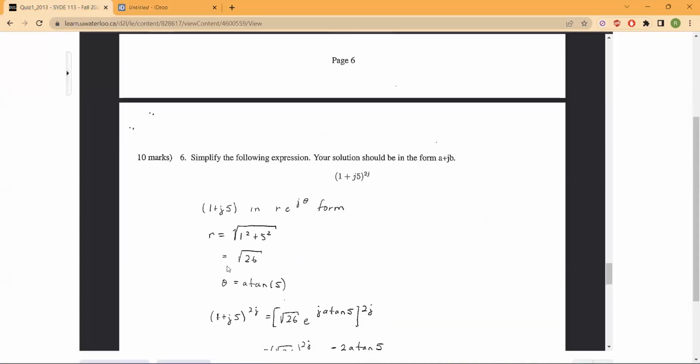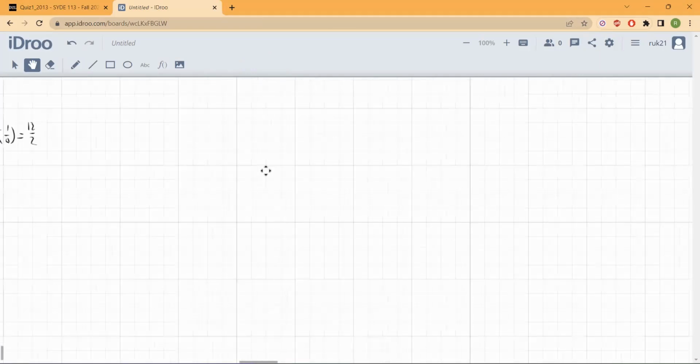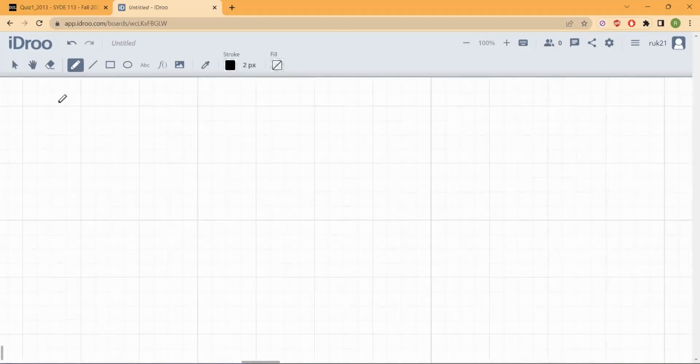There you go. Okay, simplify the following expression. Your solution should be in the form a plus jb. So let's do this. Hopefully everybody's getting bored of transferring all our rectangular forms into exponential. If you're bored, that means you probably know it.